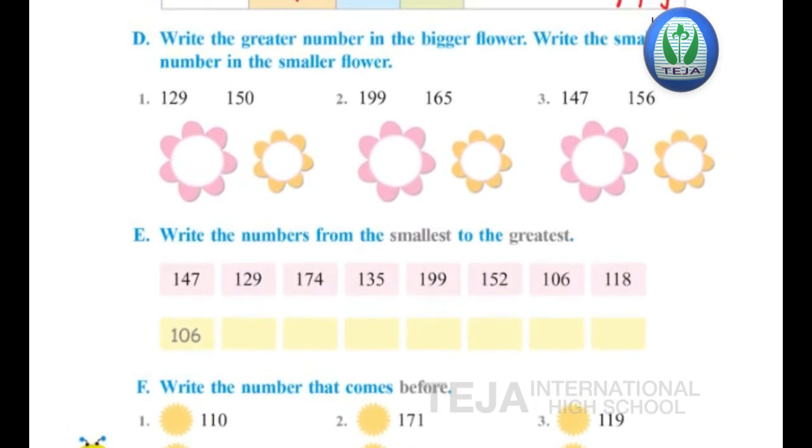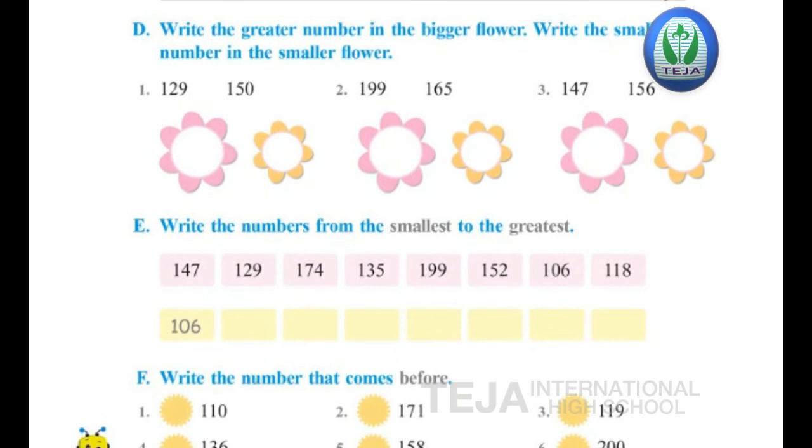Now bit D. Bit D. Read the question, children. Write the greater number in the bigger flower. Write the smaller number in the smaller flower. Here two flowers are given. One is bigger, the other one is smaller. What you have to do is write the big number in the bigger flower and small number in the smaller flower. Here the numbers are given.